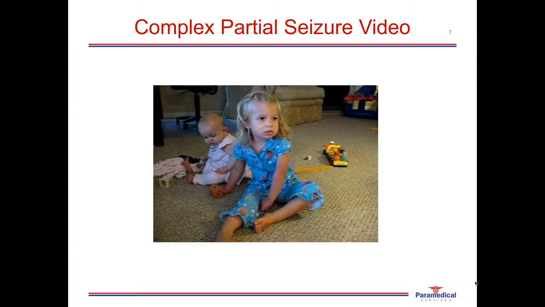Here we have a video of a child who's having a complex partial seizure. They are quite difficult to pick up because they're so subtle.